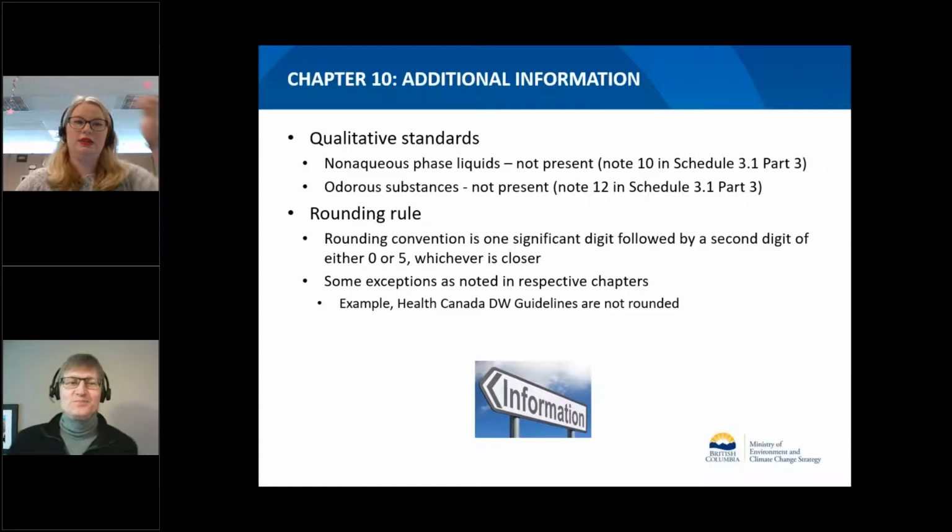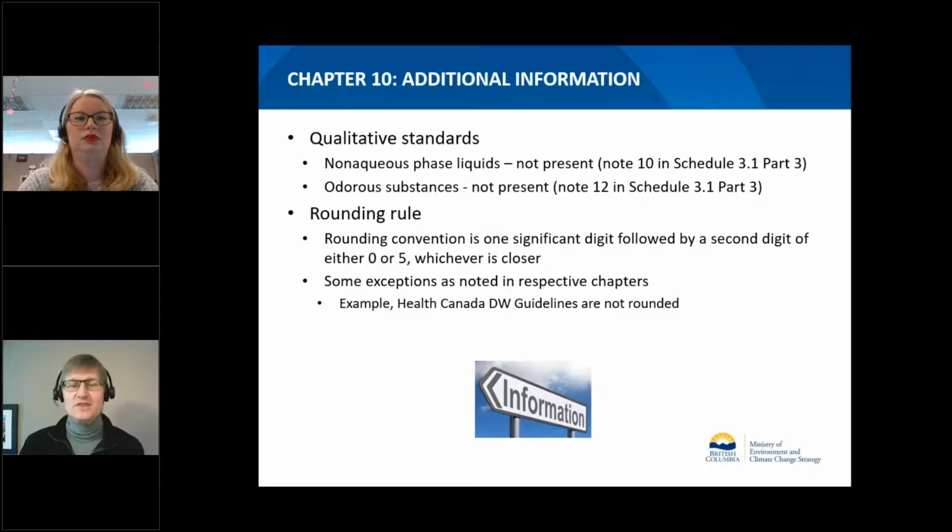Thanks again, Sydney. Chapter 10 contains additional information that is applicable to more than one chapter or the entire protocol. It provides information on qualitative standards and the rounding rule used for rounding of the calculated standards. The first section of the chapter is qualitative standards. These include non-aqueous phase liquids not present and odorous substances not present. These qualitative standards are found in various schedules in the CSR.